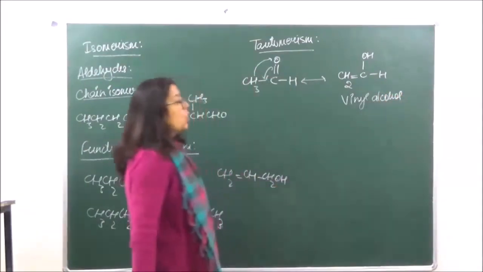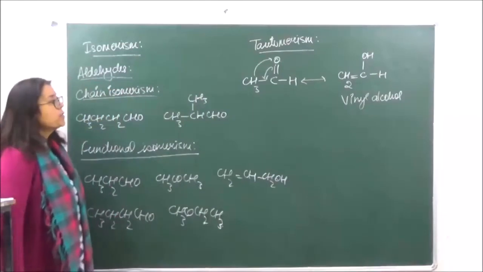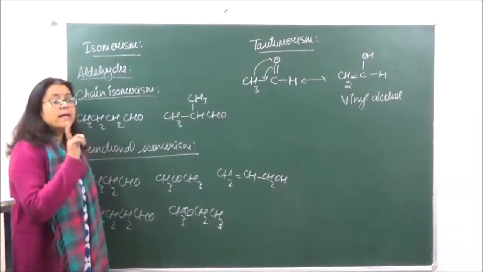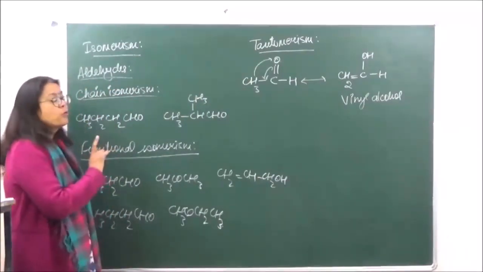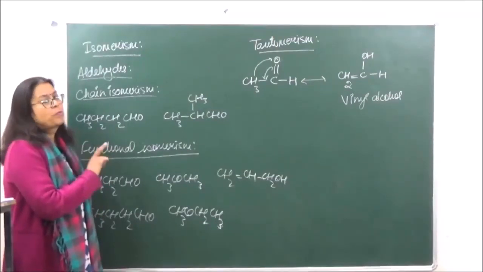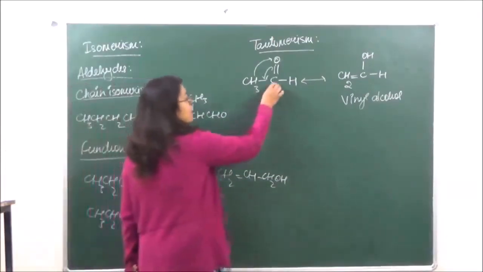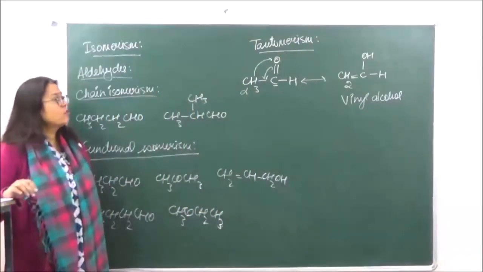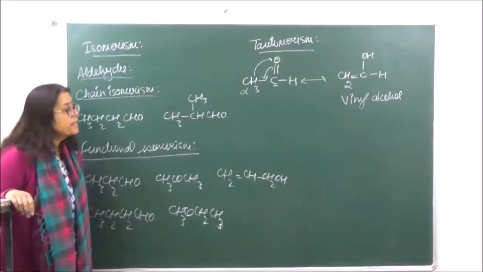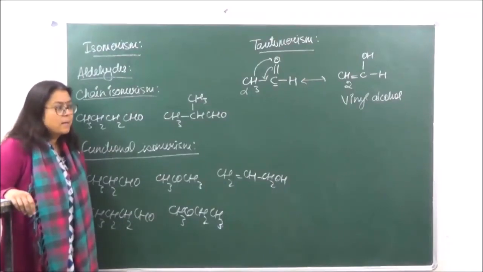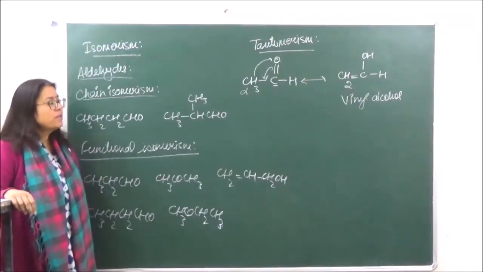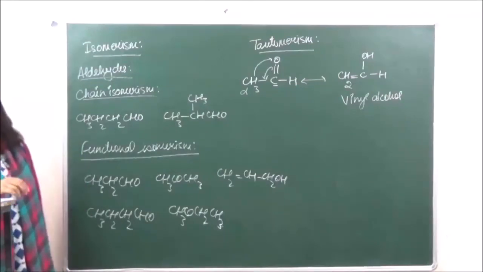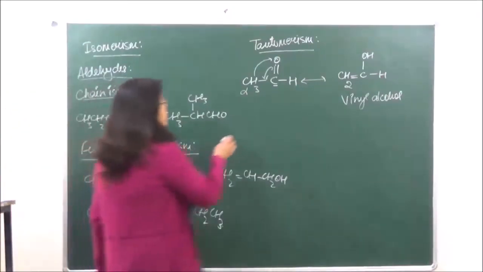Also remember that it is only the alpha hydrogen which is going to participate in tautomerism. So if this is the functional group, this is going to be the alpha carbon atom. So you can see it is the alpha hydrogen which is participating in tautomerism. Okay? Beta cannot. It will only be the alpha hydrogen atom. So let's take another example over here.